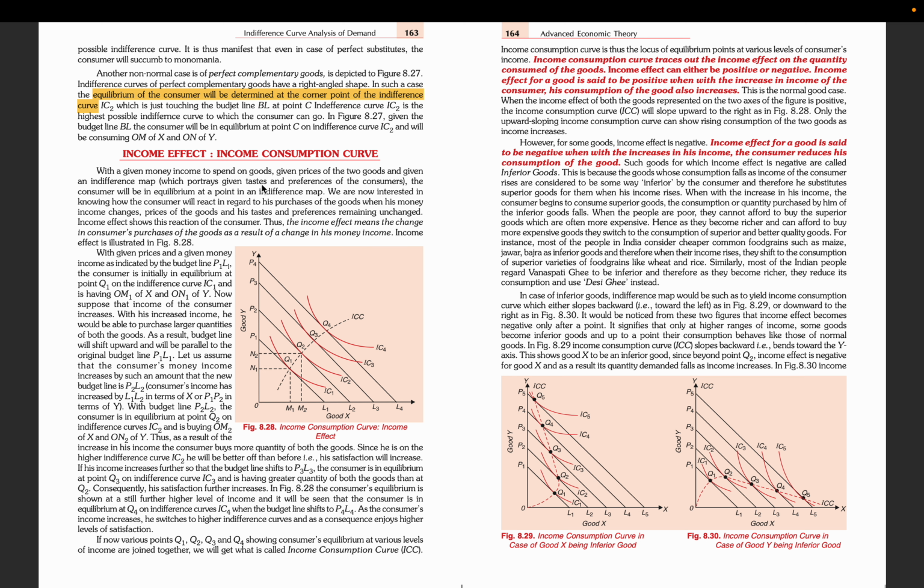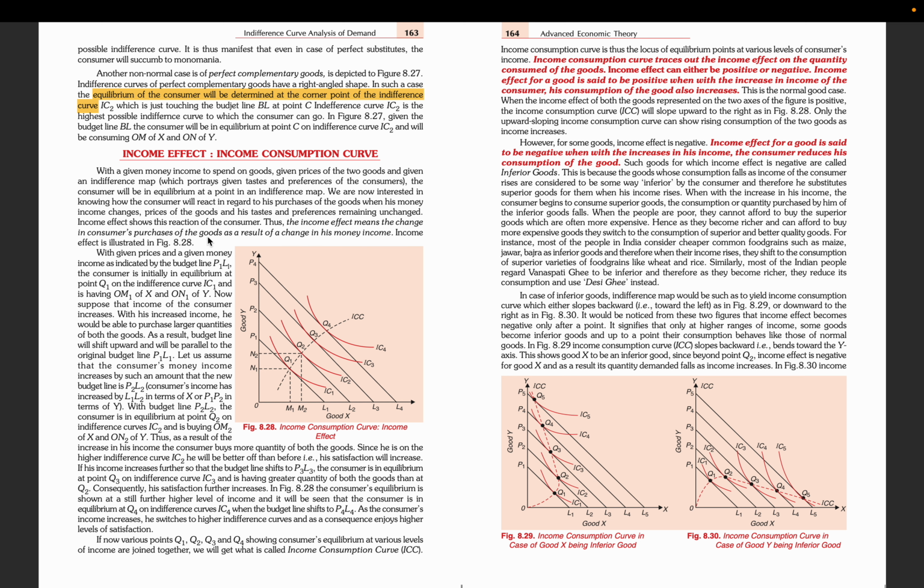With a given money income to spend on goods, given price of the two goods, and given an indifference map, the consumer will be in equilibrium at a point in an indifference map. We are now interested in knowing how the consumer will react in regards to his purchase of the goods when his money income changes. Prices of the goods and his tastes and preferences remain unchanged. Income effect shows the reaction of the consumer.